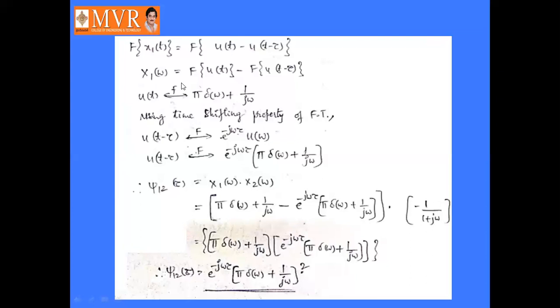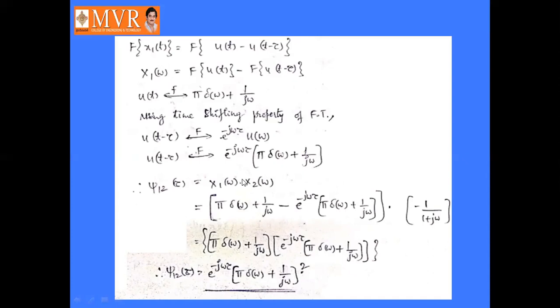The Fourier transform of unit step function u of t is pi into delta of omega plus 1 by j omega. Similarly, using time shifting property of Fourier transform, the Fourier transform of u of t minus tau will become e power minus j omega tau into u of omega, where u of omega is pi into delta of omega plus 1 by j omega, right?